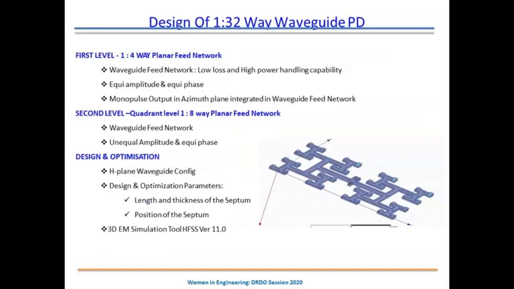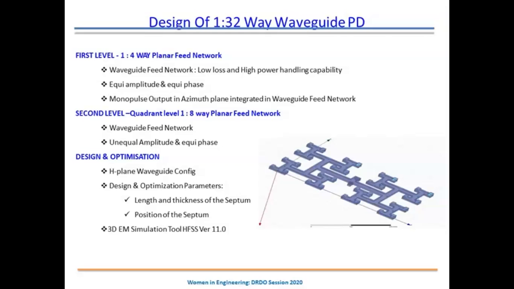So this is the design of a waveguide power divider. We have chosen a hybrid feed network basically because of the power handling requirement of almost 300 watts for this system. That is why we went ahead with this waveguide feed network as the first level, because the power will come from the transmitter and couple to this waveguide first. The microstrip will not be able to handle that much power.